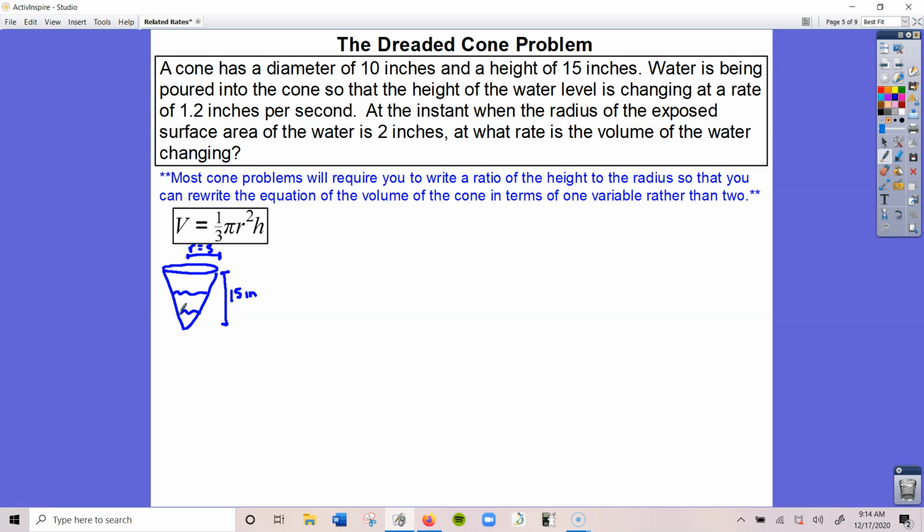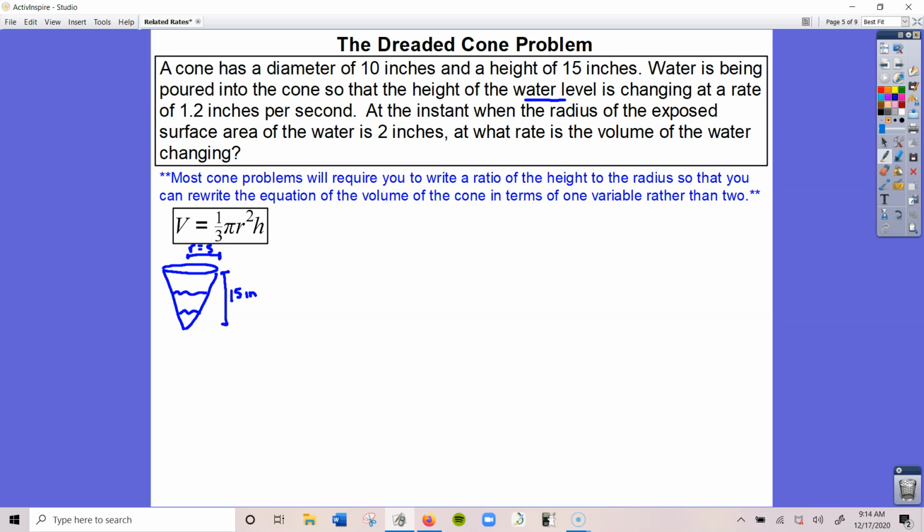That means that when you differentiate V, we would have to use the product rule. But we're going to avoid that because if we use both R and H as variables, then we have too many unknowns. But let's keep writing down what else is given in this problem.